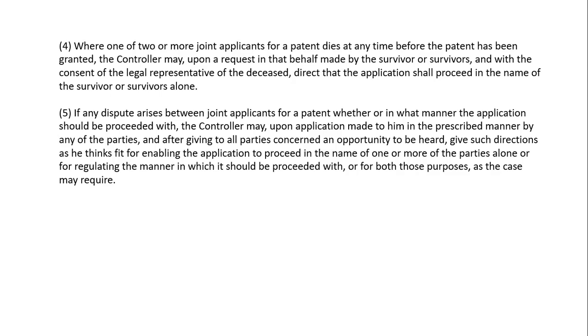Now subsection 5 says that if any dispute arises between joint applicants for a patent, whether or in what manner the application should be proceeded with, the controller may, upon application made to him in the prescribed manner by any of the parties, and after giving to all parties concerned an opportunity to be heard, give such direction as he thinks fit for enabling the application to proceed in the name of one or more of the parties alone, or for regulating the manner in which it should be proceeded with, or both those purposes as the case may require.